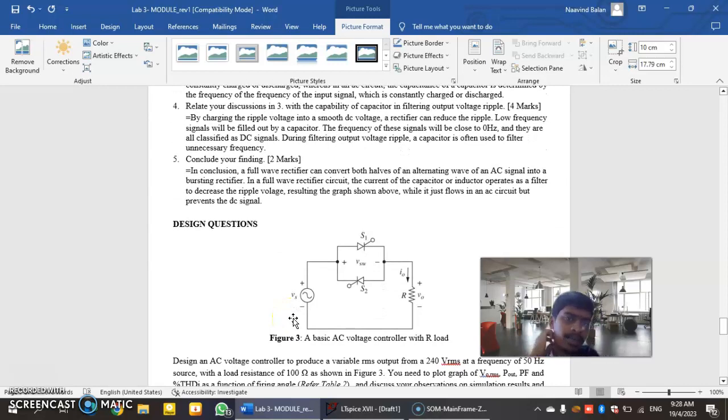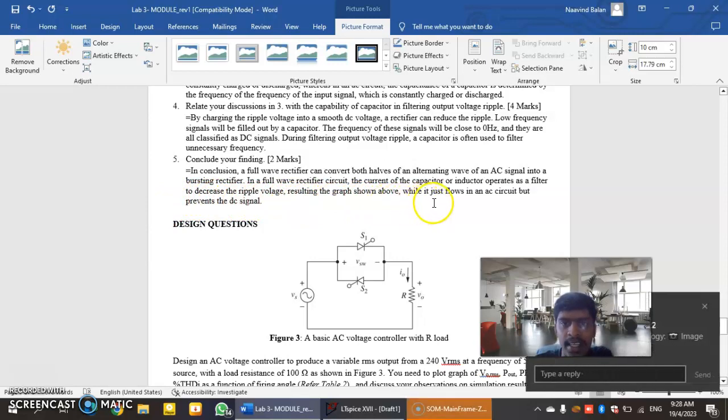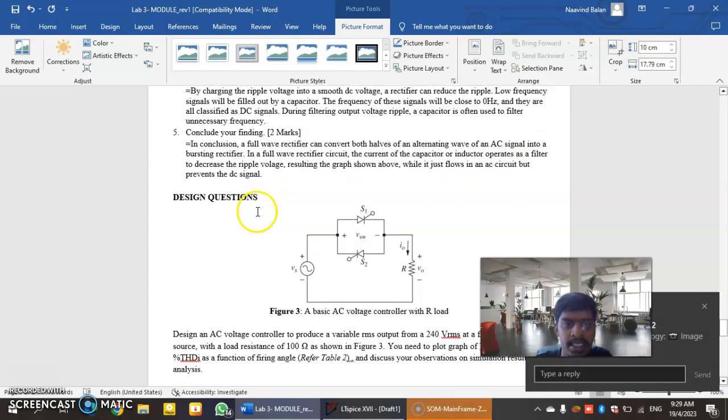Conclude your findings. Based on my conclusion, a full wave rectifier can convert both halves of an alternating AC signal into a pulsating rectified output. In a full wave rectifier circuit, the capacitors and or inductors operate as a filter to decrease the ripple voltage, resulting in the graph shown above. A capacitor lets the AC signal flow but prevents the DC signals.